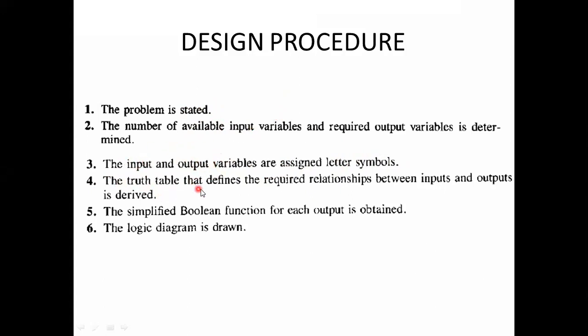Okay, the truth table that defines the required relationships between inputs and outputs is derived. That means after taking the symbols for the input and output variables, we draw the truth table. How to draw the truth table? Truth table మనం ఎలా డ్రా చేస్తామమ్మా? బేస్డ్ ఆన్ ద ప్రాబ్లమ్ ఈ స్టేటెడ్. ప్రాబ్లమ్ ని బేస్ చేసుకొని, అంటే రిక్వైర్డ్ రిలేషన్షిప్స్. What are the required relationships? Whether addition or subtraction or multiplexing, like that. Okay, Amma? So based on the required relationships, we draw the truth table.